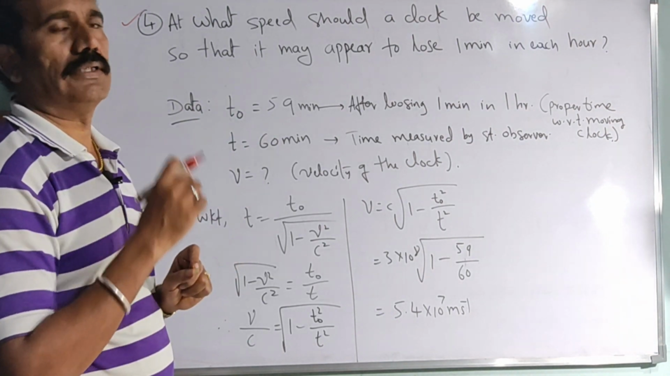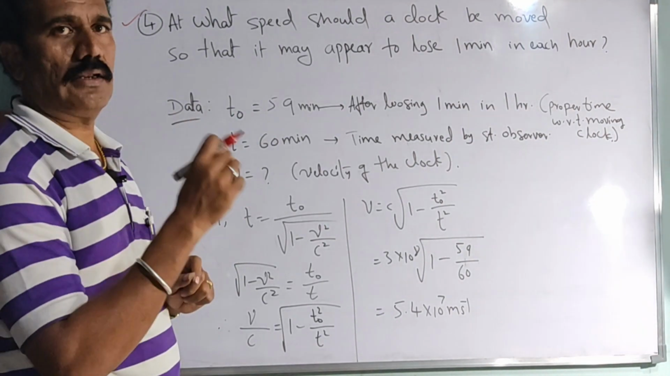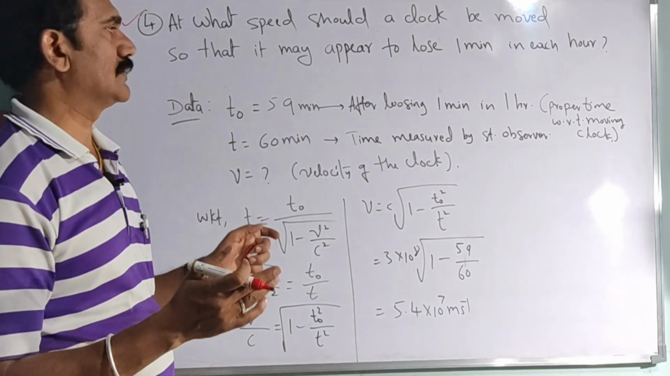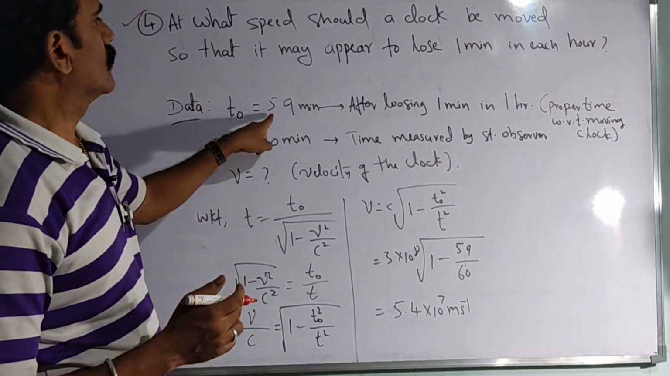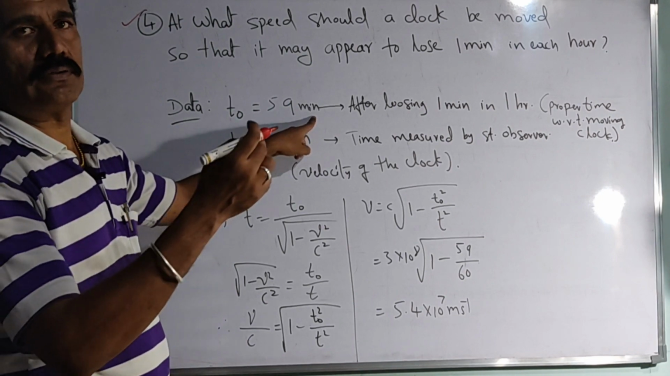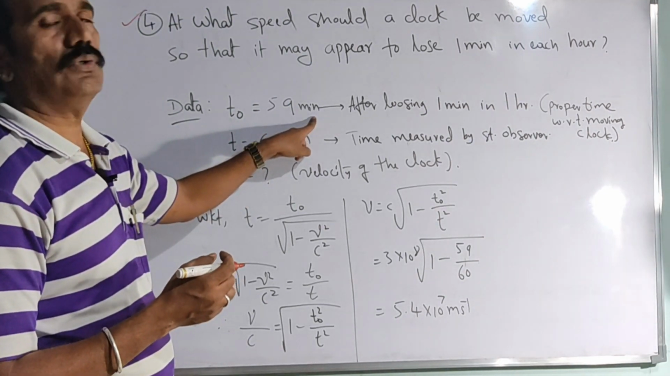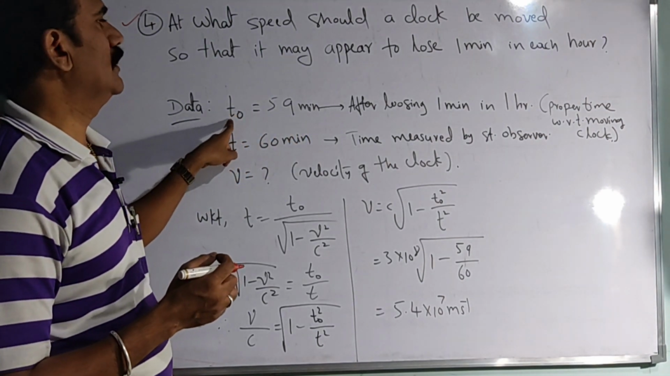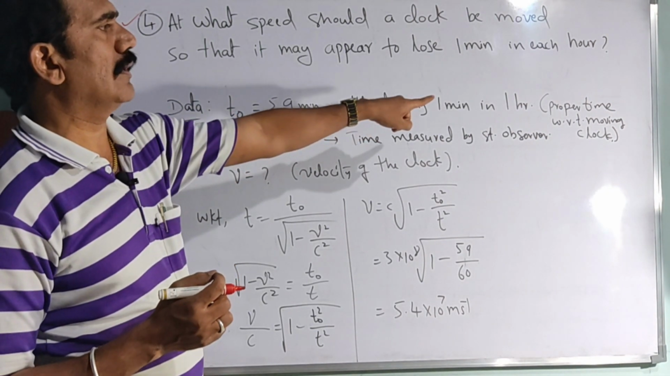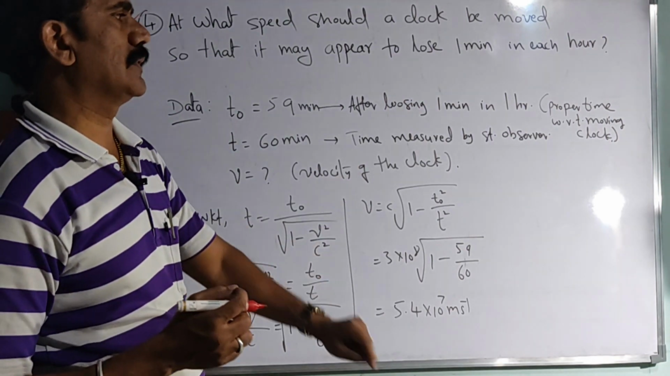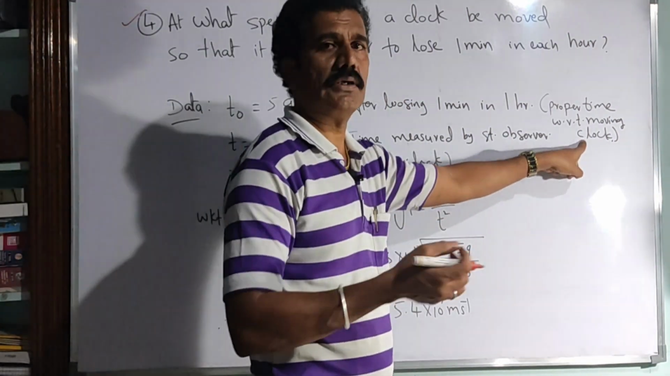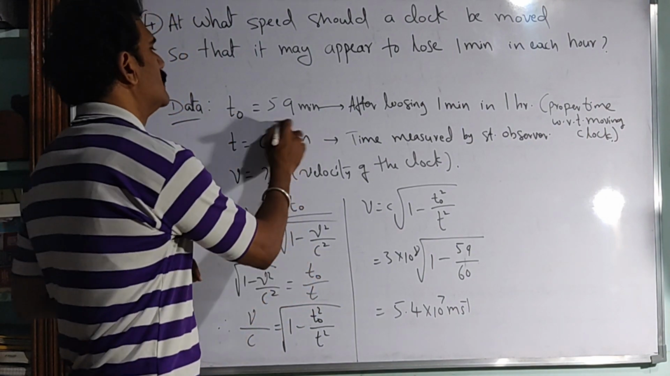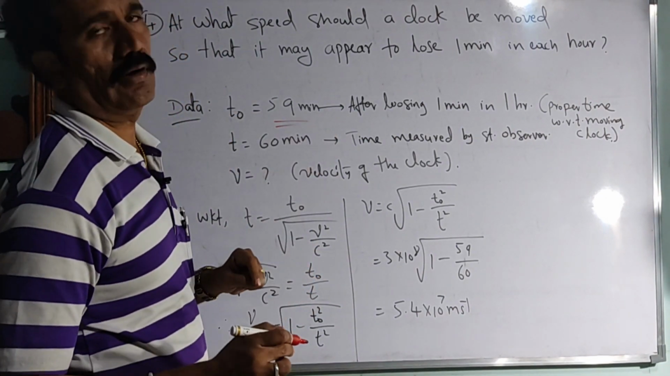Because of time dilation, you would assume that there is a loss of time, or a moving clock always measures longer time, isn't it? So T naught is equal to 59 minutes. So once the time reduces by 1 minute in 1 hour, then you have to consider the time measurement after losing 1 minute in 1 hour. That is called actually the proper time with respect to the moving clock, isn't it? With respect to the moving clock, it is losing its time as 1 minute. That is why 59 minutes is the measurement by a moving clock.